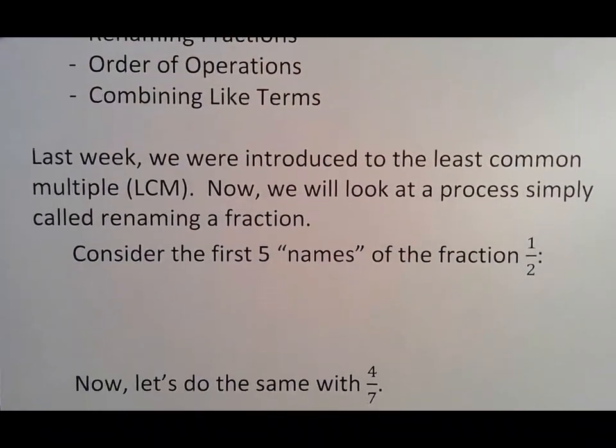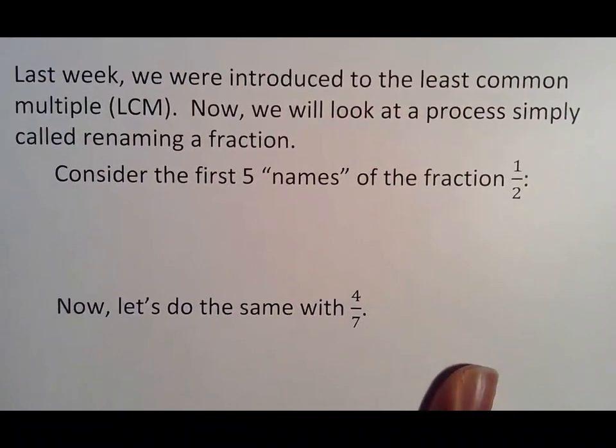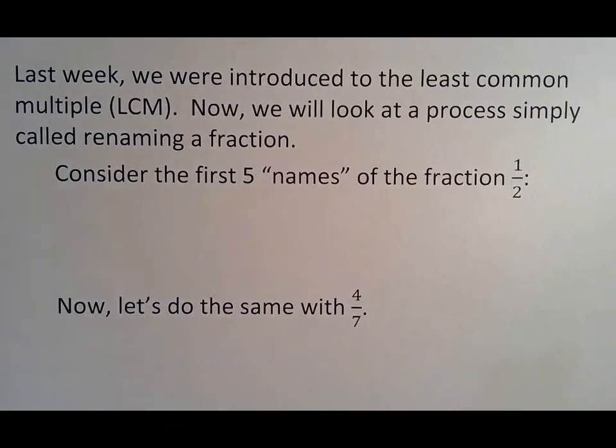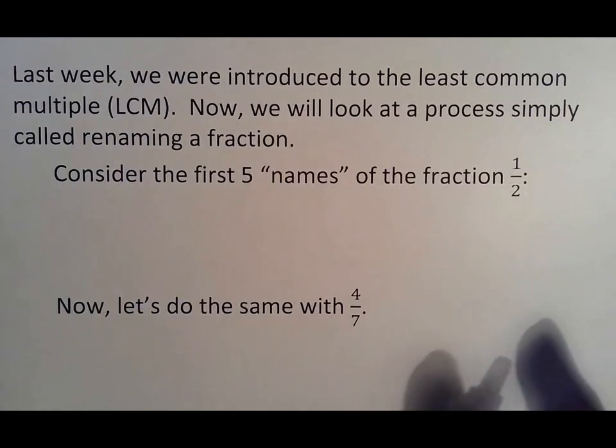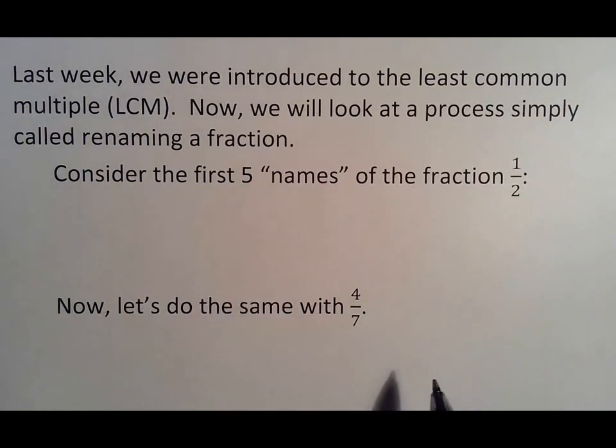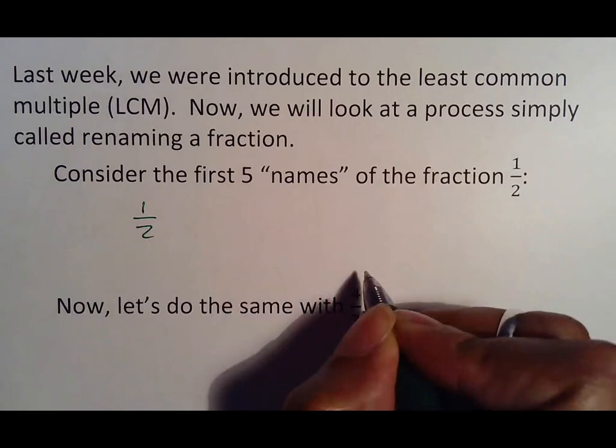Last week we were introduced to least common multiple, which is where we found out the number they meet. Now we're going to look at the process of simply called renaming a fraction. So if you look at the first 5 names of 1/2, that means you have 1 over 2.